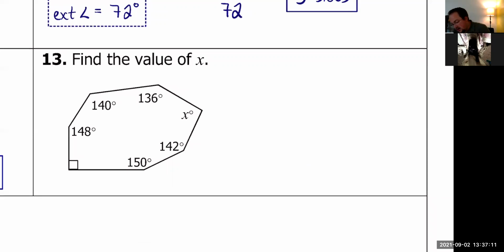Now, we need to figure out where x is. It's right here. It's an interior angle. Any ideas? How can I find that measurement? Ooh, careful. 360 would work if we're talking exterior angles. Interior angles change the more sides it has. So would it help to know how many degrees should be in here to begin with? So that's going to be my first goal.